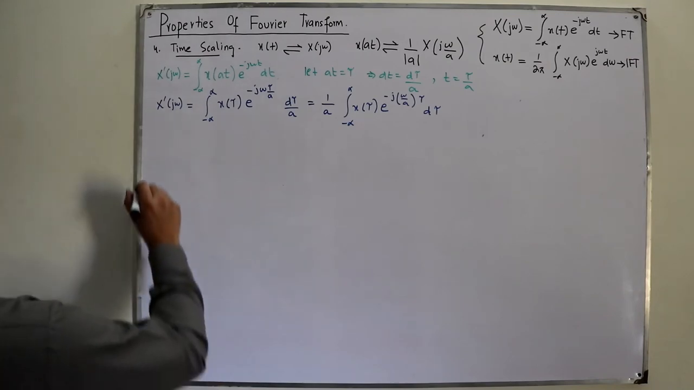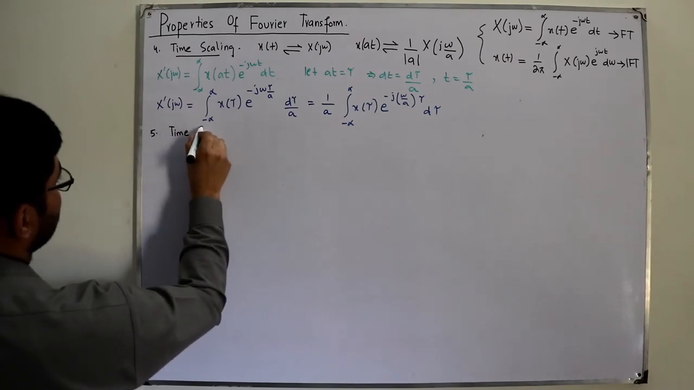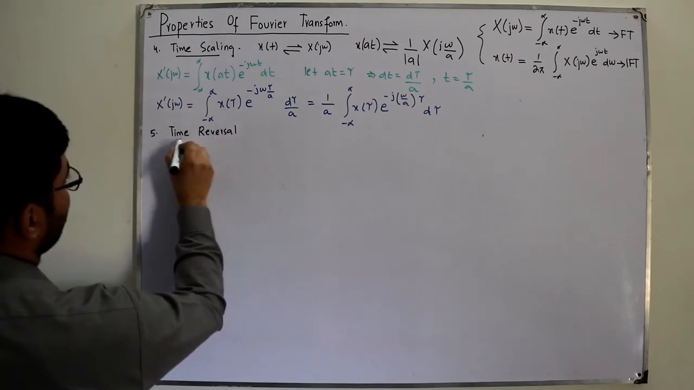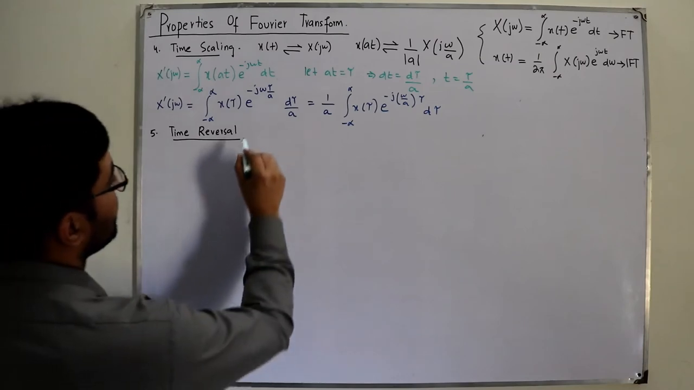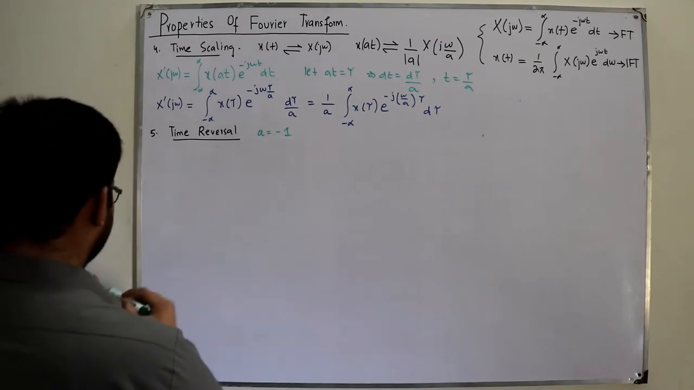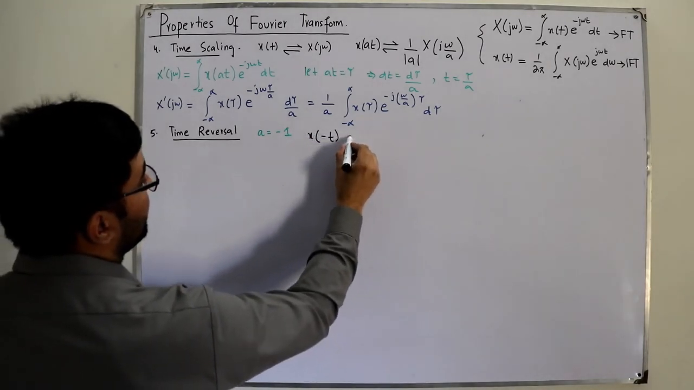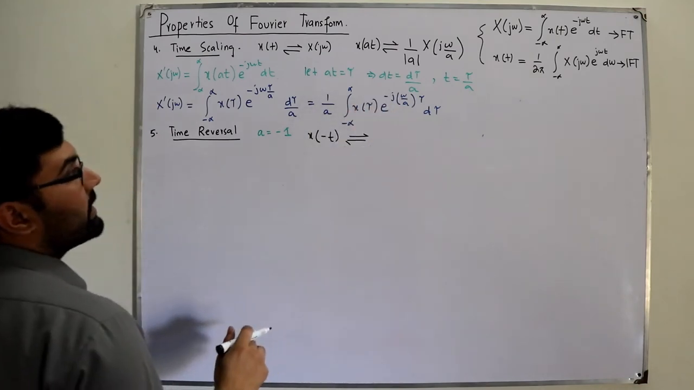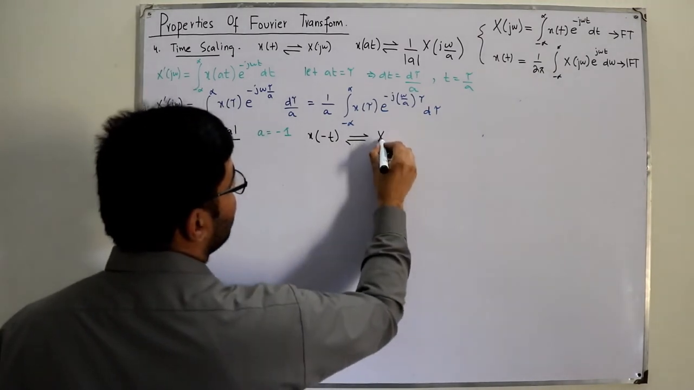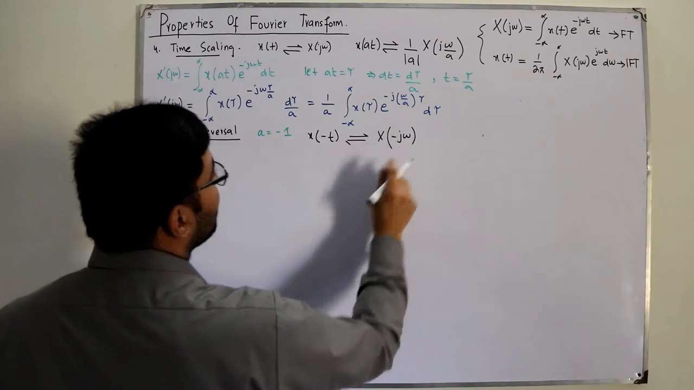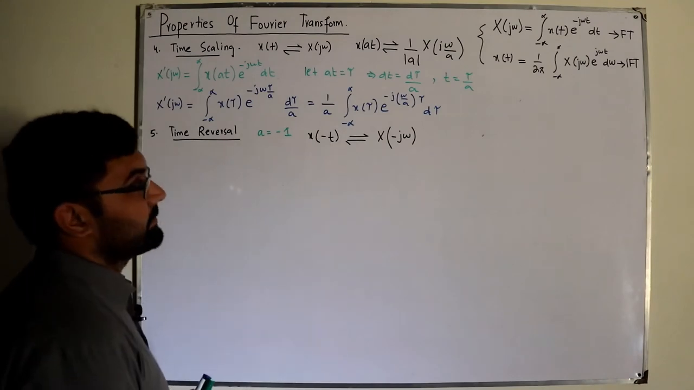If you have a time reversal, so time reversal is again a special case of this. So when a is equal to minus 1, this means that if you have a signal x of minus t, it would have the Fourier transform what? 1 upon negative 1 is what? The absolute value of negative 1 would be 1. So you have 1 and you have an x of negative j omega. And we don't have to prove this because this is only a special case of this property.